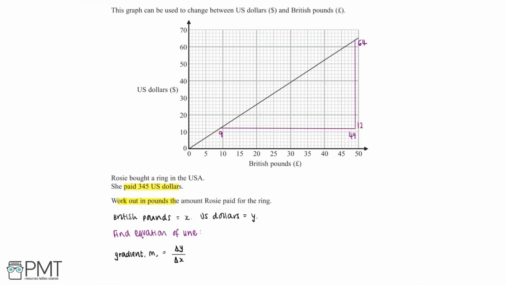And so we can say that the change in y divided by the change in x is equal to 64 take away 12 divided by 49 take away 9. Now putting these values into our calculator, we'll find that the gradient of the line is equal to 1.3.